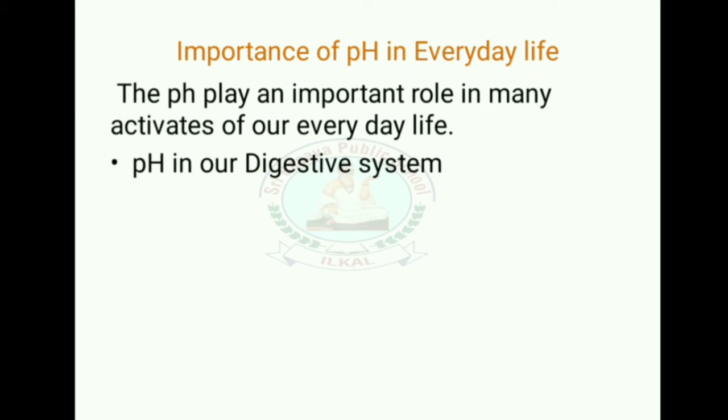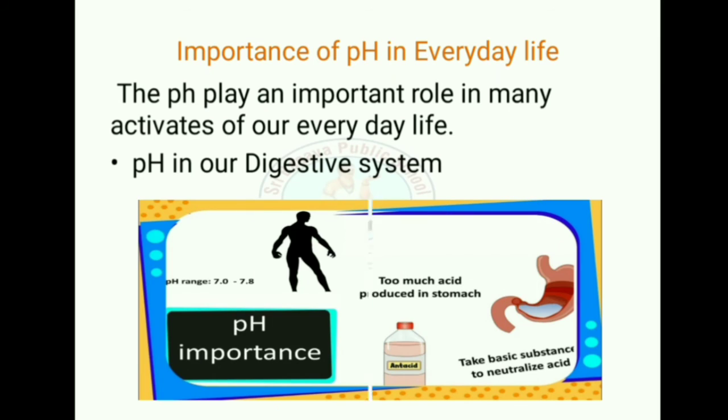At that time we use antacids. So what are these antacids? They are made up of milk of magnesia, that is magnesium hydroxide, and sodium bicarbonate, that is baking soda. Using these, they neutralize the excess acid with their basic component, and the person gets relief because of that reason. That is one of the importances of pH in our life. And this is all about the importance of pH in digestion.